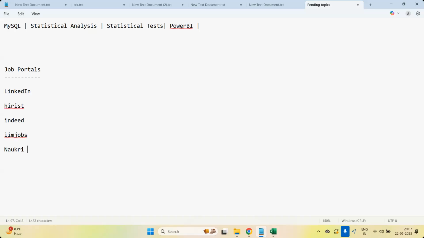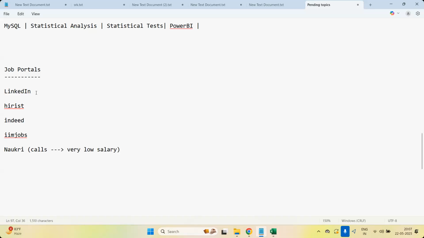Now, why will Naukri be last for you? Very simple. What are the calls I have received from them? They offered very low salary. The job calls and interview calls I have received from them all had very low salary.